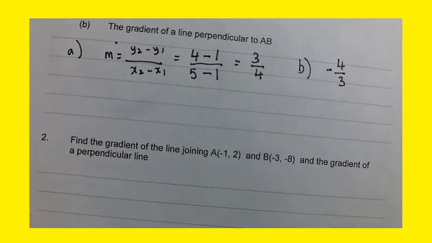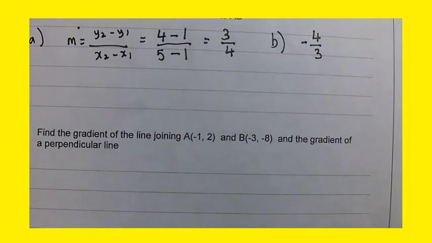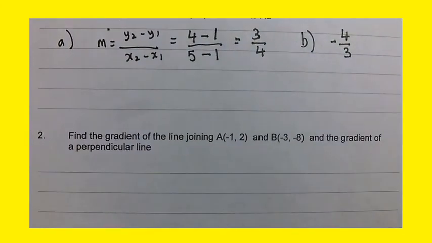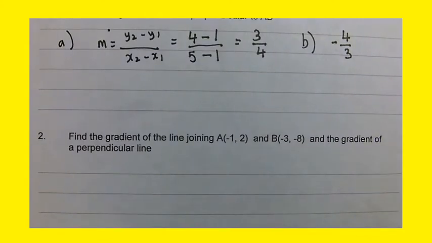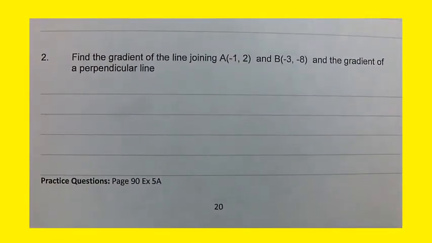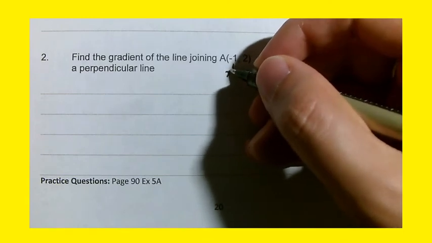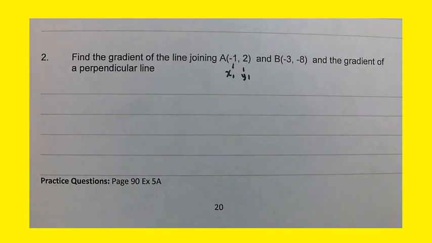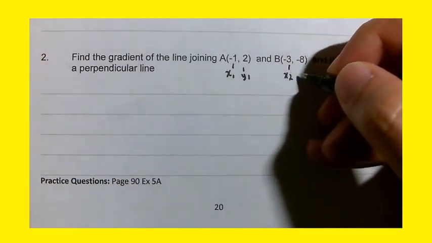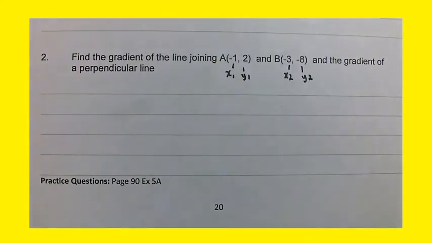Right, so question 2. Find the gradient of a line joining these 2 points and the gradient of a perpendicular line. So again, this time I don't have a graph. I've just been given the coordinates as they are. A really important tip, which I always tell my students: label it. The first coordinate that you see, label it x1, y1. And the second one, label it x2, y2. That means when you use your formula, you can just look and label them correctly.